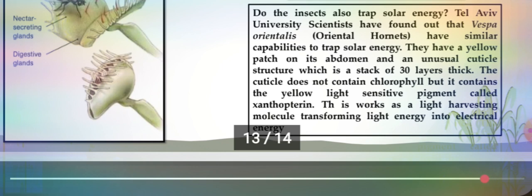And what is the name of that pigment? The name of the pigment is xanthopterin. What is the use of this pigment? This works as a light harvesting molecule. So this pigment captures, it traps the sun's light energy so that it transforms the light energy into electrical energy.